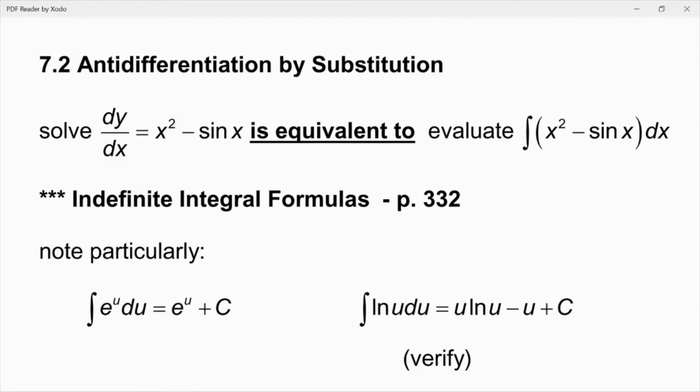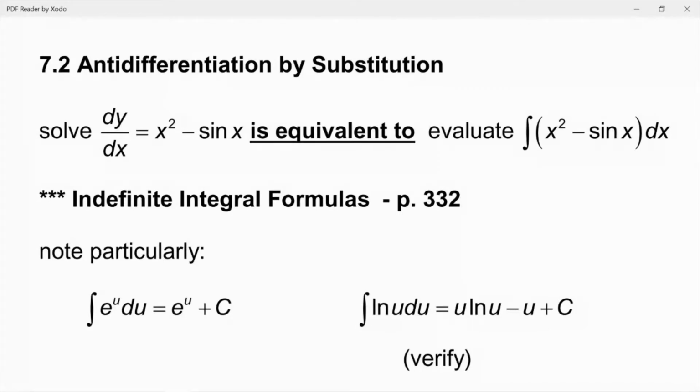This is AP Calculus AB, and in this video I'm going to talk about section 7.2, anti-differentiation by substitution. So really I typically refer to this as integration by substitution. But when we go through this section, you'll notice that we're going a little bit out of order in the textbook. And so what we're trying to do is kind of pick up where we left off with integration.